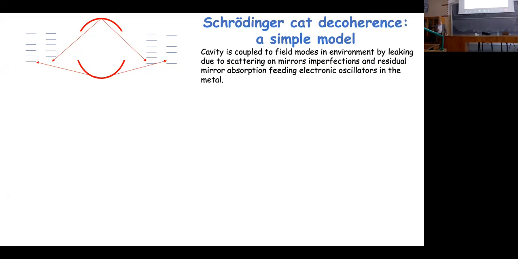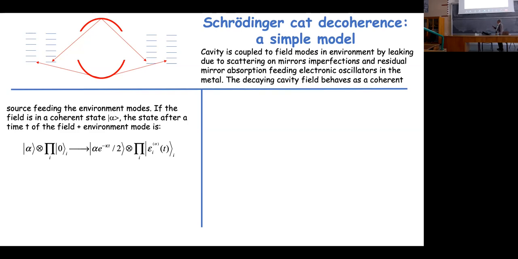And you can model this by assuming that the environment is made of a very large number of modes, which at the beginning of the experiment are all in vacuum. And when the field is leaking due to imperfections, these modes get filled by photons. And you get some information about the field inside because the energy is leaking out. So let's build this model and see how it works.